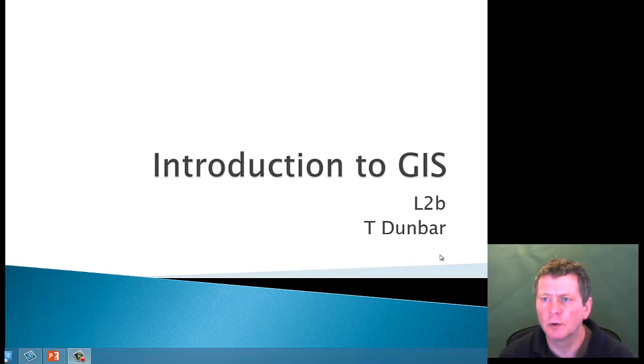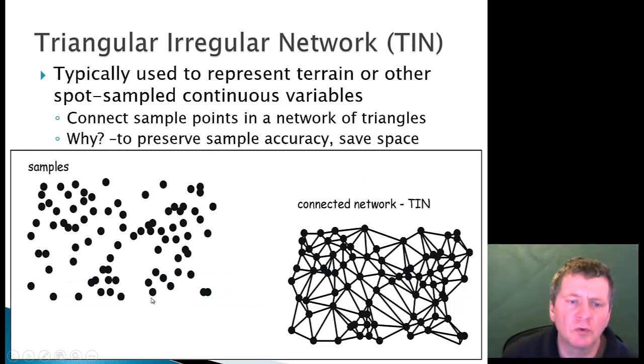Continuing on with some more introduction to representing data, how it's stored. The TIN network is kind of an interesting concept. What it allows us to do is to take some data that perhaps looks like completely random points, and our eye is confused as to what's really happening here.